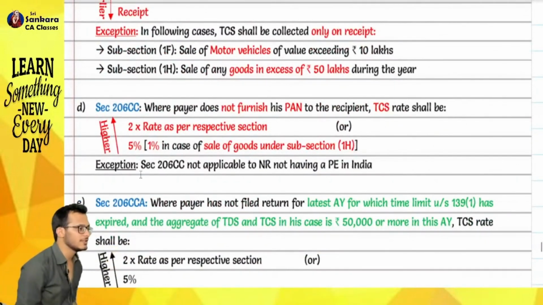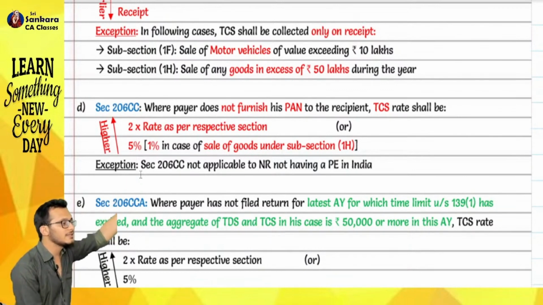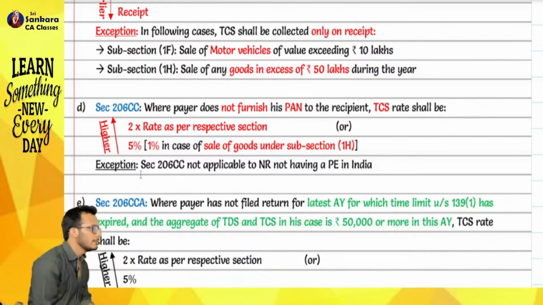Twice the rate or 5%, whichever is higher. So, in case of TCS, whether you don't give PAN number or you don't give return, both the scenarios it is twice the rate or 5%, whichever is higher. But in case of TDS, it is twice the rate or 5% for return and actual rate or 20%, whichever is higher for PAN numbers. Clear? Yes. Please remember the rates.